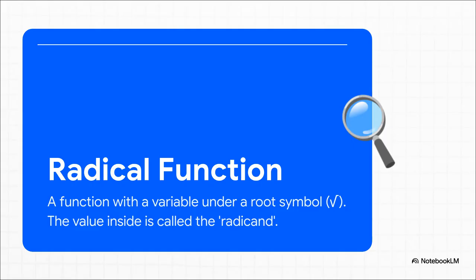So at its core, a radical function is just any function where you've got a variable tucked away under that root symbol. And the term for what's inside, that's the radicand. But here's the key thing to remember. A square root is really just the opposite of squaring a number. It's the inverse. They're like a perfect pair that undo each other. You square something, then take the square root, and you're right back where you started.